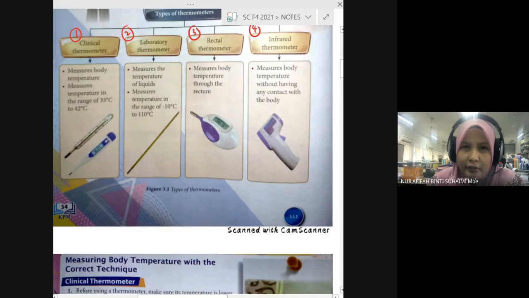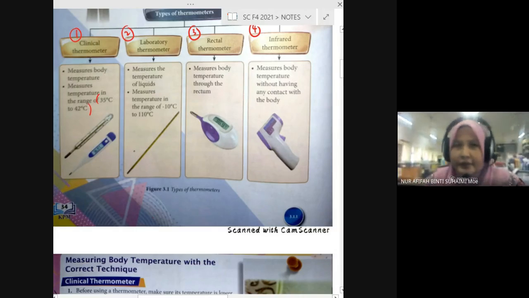For clinical thermometer, we use it in clinic. It has a range between 35 degrees Celsius to 42 degrees Celsius. The second, lab thermometer, measures temperature in a range of -10 to 110 degrees Celsius. So we usually use it in lab to measure the temperature of a solvent or an object.